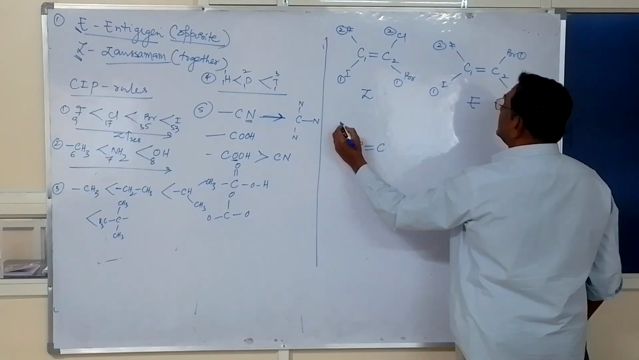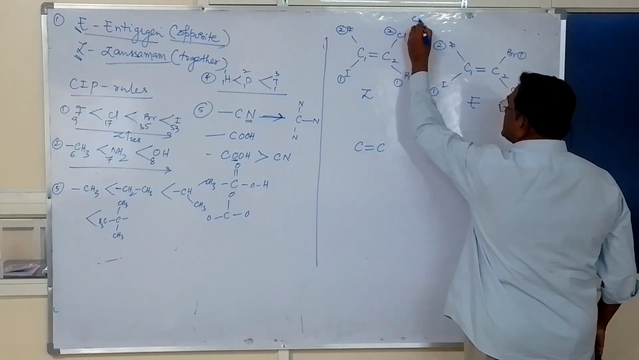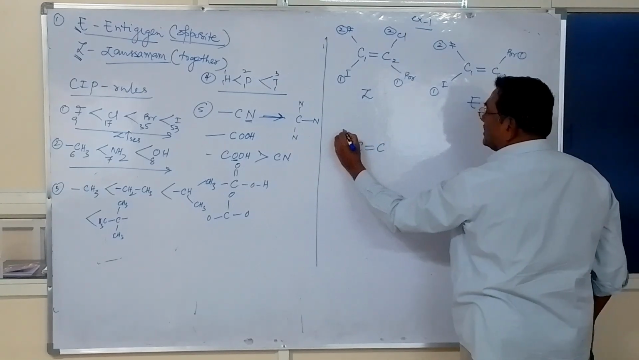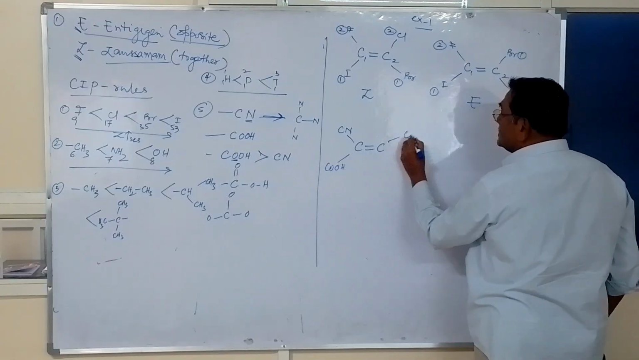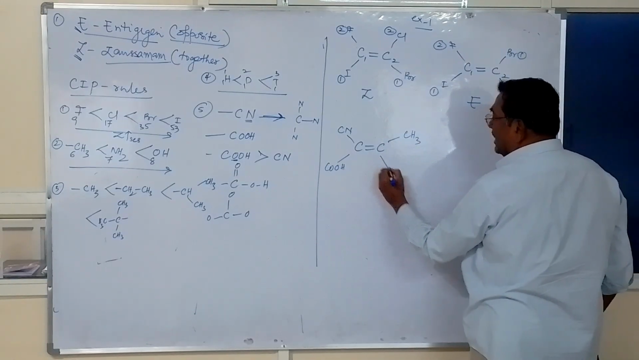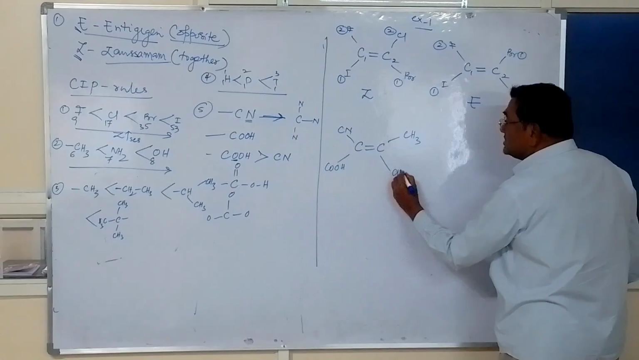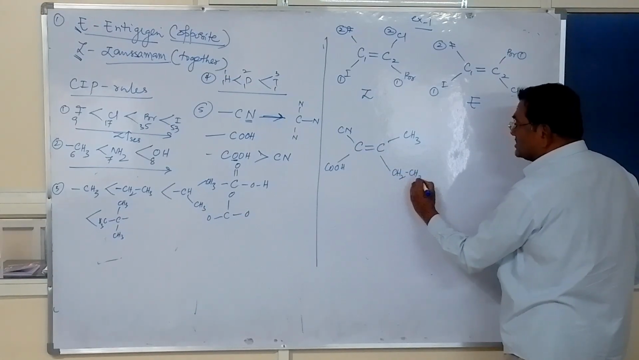Now, we will go to another example also, children. This is example number 1. We are doing it with cyanide, COOH, and also I am doing CH3, and also I am doing here CH2CH3.